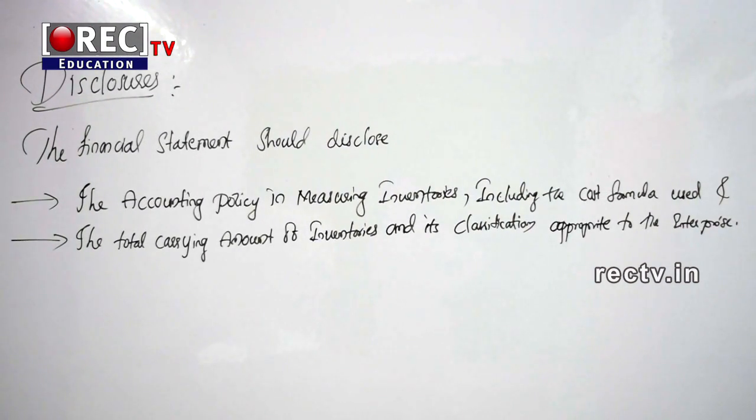And last we should show the disclosures of AS 2. These are the disclosures we should show in the financial statements: the accounting policy in measuring inventory including the cost formula used, and the total carrying amount of inventory and its classification appropriate to the enterprise. So this disclosure should be shown in the financial statement as per AS 2.